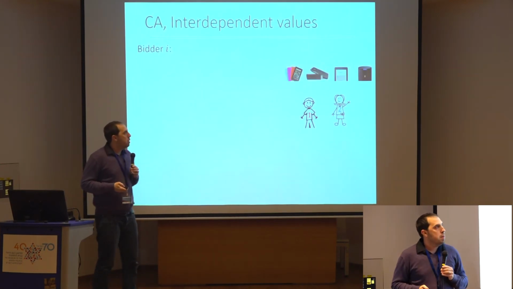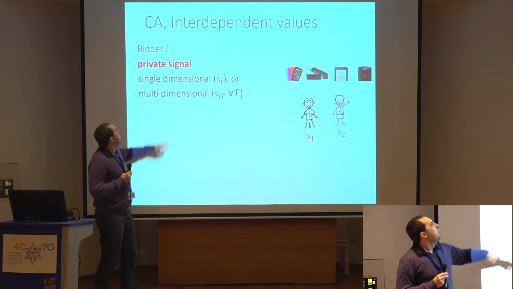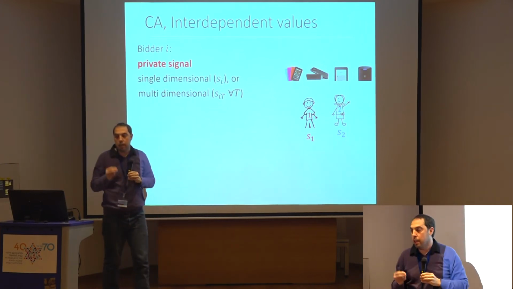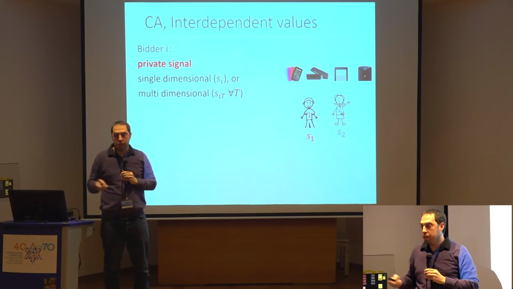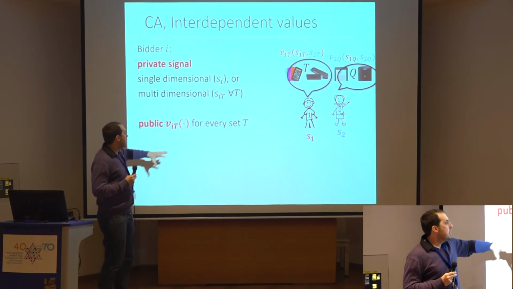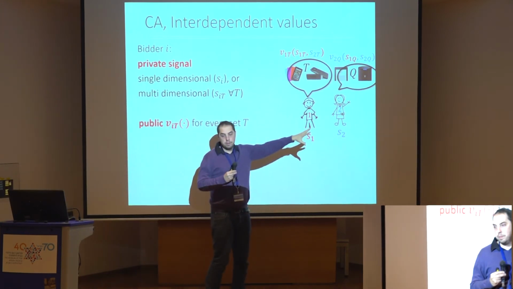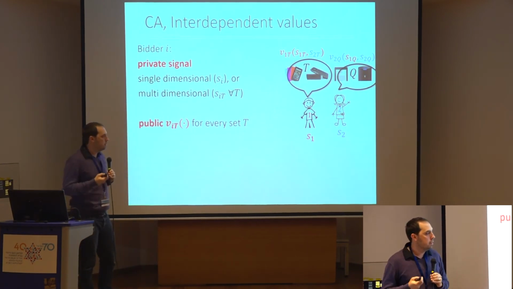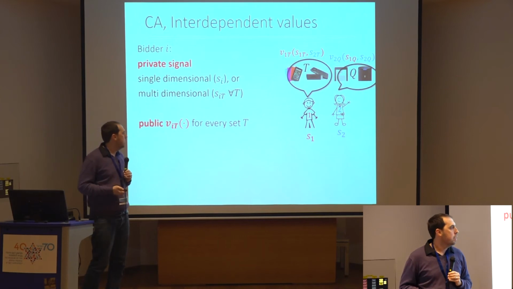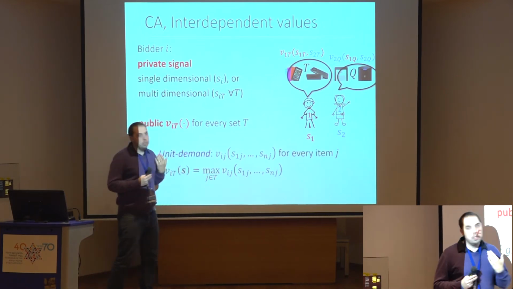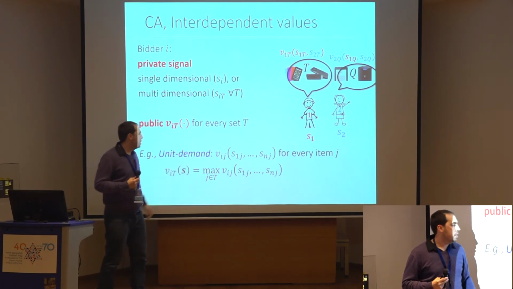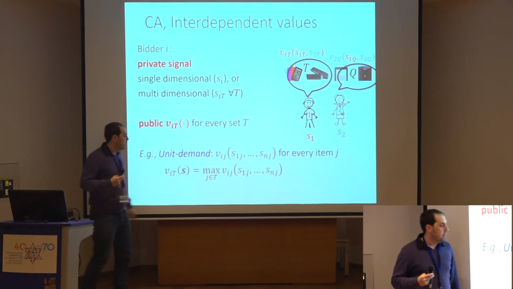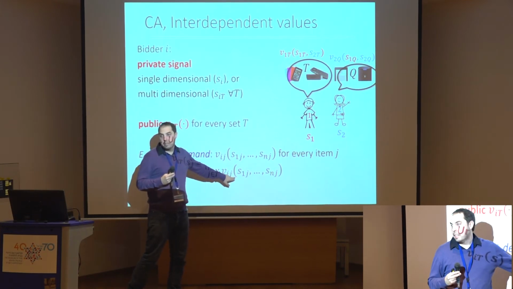And for the interdependent values model, for each agent i, its private signal can be single dimension, but we also consider multi-dimensional signals. So it can have a signal for each set of items. And he has a different valuation function for each set of items. And his valuation for this set of items depends on all the signals, of all the bidders, not only on his own. So this is a natural extension. A more concrete example is unit demand valuations, where we have this v_ij for every item j, and the value for a set T is just the maximum over the valuations of the items.